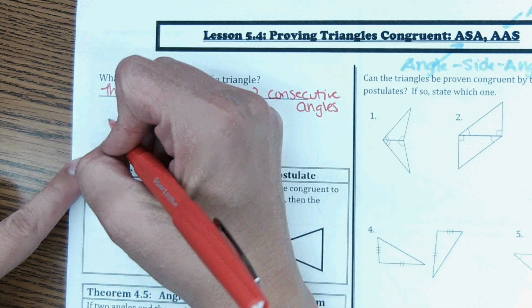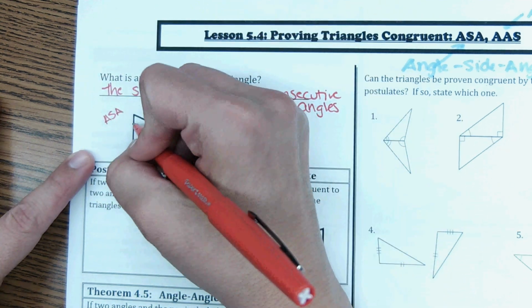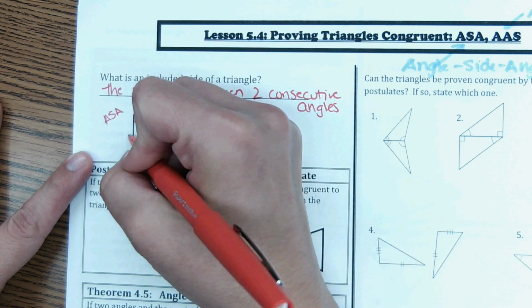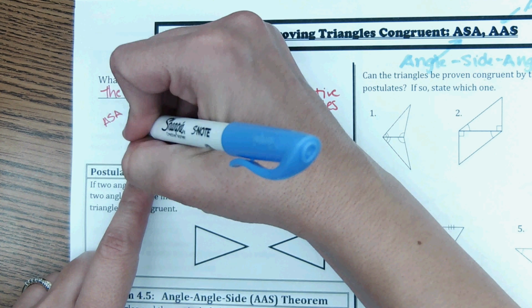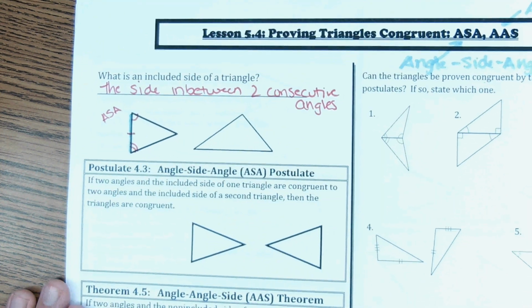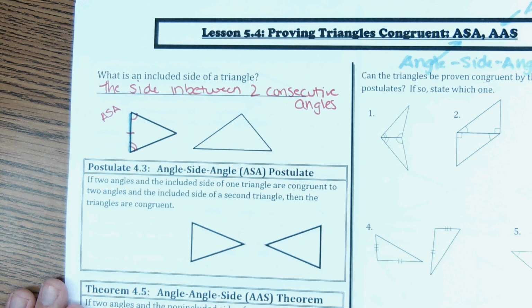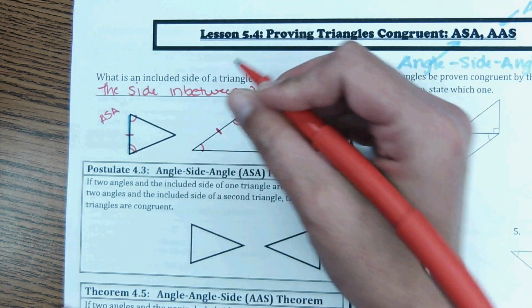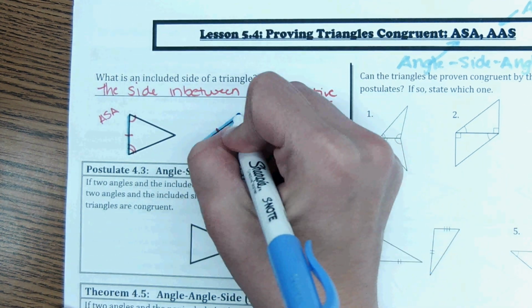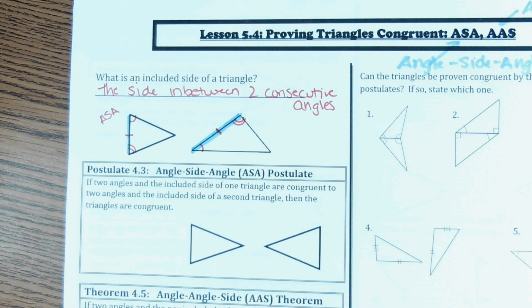So specifically this comes up with angle, side, angle. It has to be the included side. So this right here is that included side. And over here, if you had some kind of situation like that, this would be your included side right here. The side in between two consecutive angles.